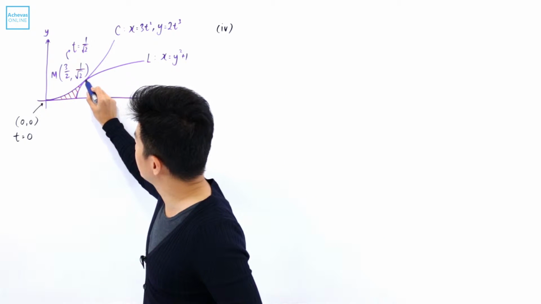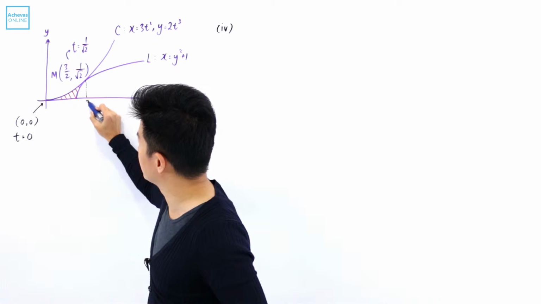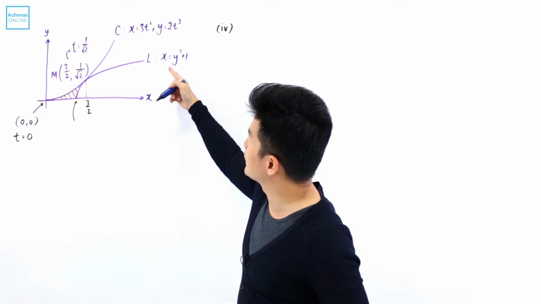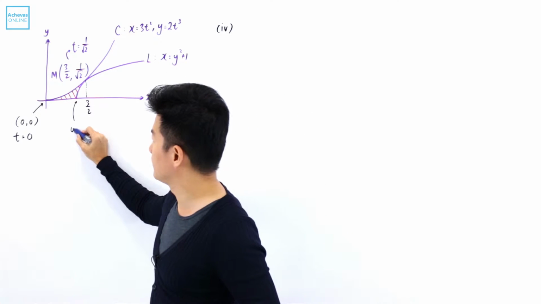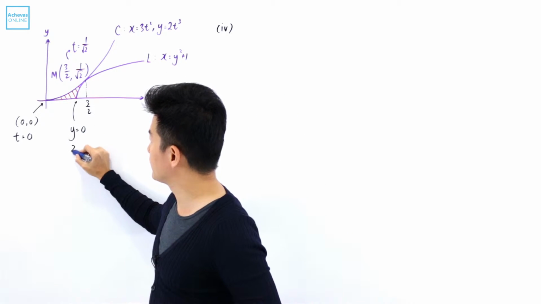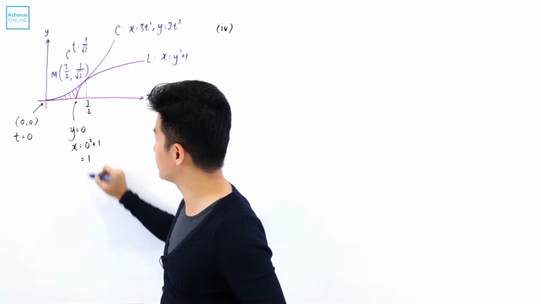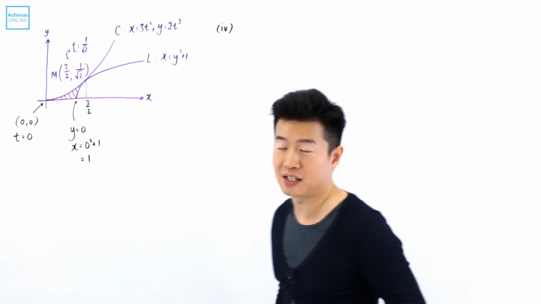This is the point. The x coordinate is 3 over 2. And how about this point? At that point over there, that is when y is equal to 0. So when y is equal to 0, x is going to be equal to 0 squared plus 1. So x is going to be equal to 1 at this particular point.